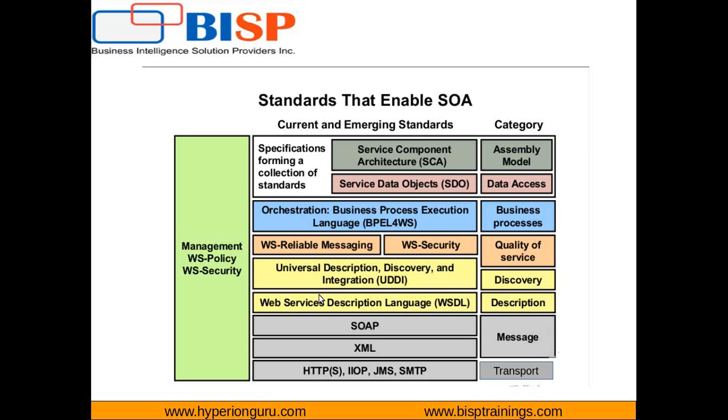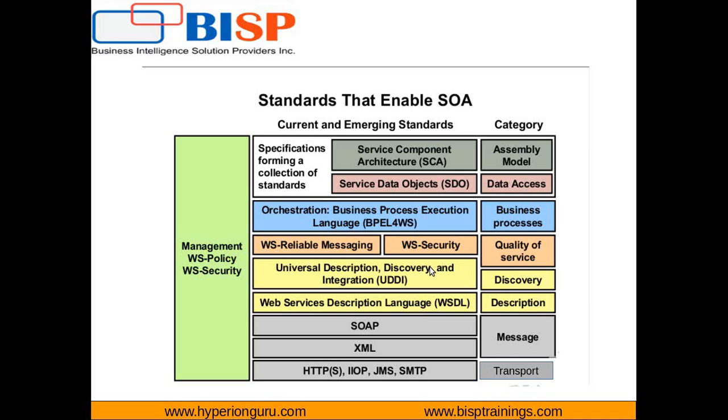There are business processes. The business processes are enabled using BPEL for WS, the web services standard for business process execution language. There is WS reliable messaging and security to make sure there is quality of service. There is UDDI for the discovery. There is WSDL for the description of the service, what a service actually does. For messaging, you have SOAP and XML.